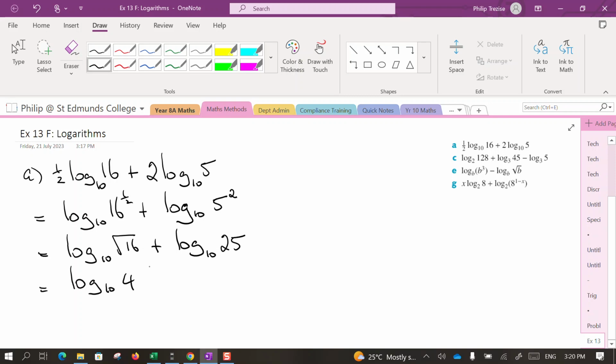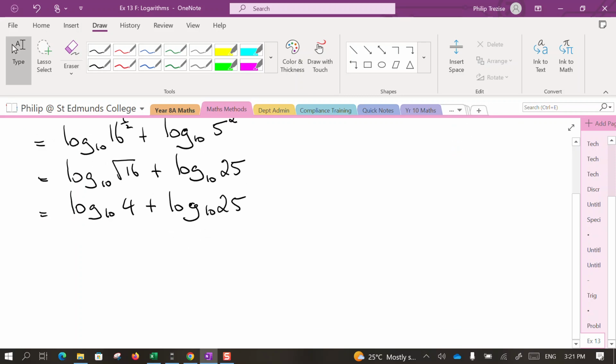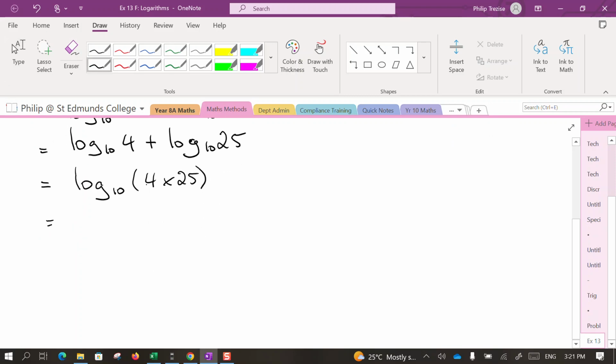So we have the log of 4. Square root 16 is 4. Still the log of 25. And now, because we're adding logarithms with the same base, we can combine these with multiplication. So we have the log to base 10 of 100, expressing 100 as 10 squared.